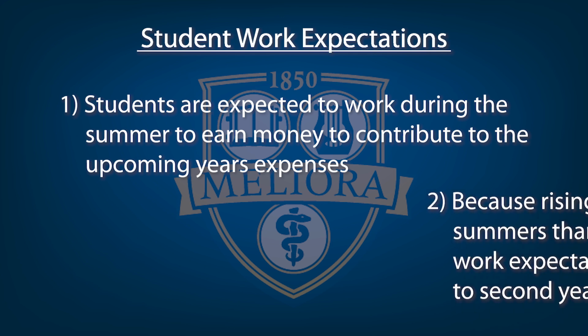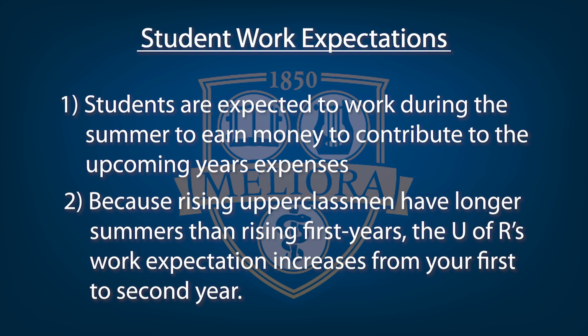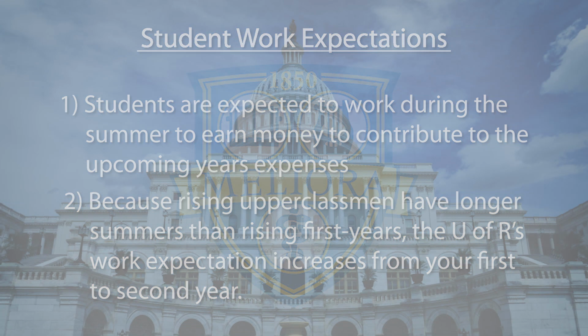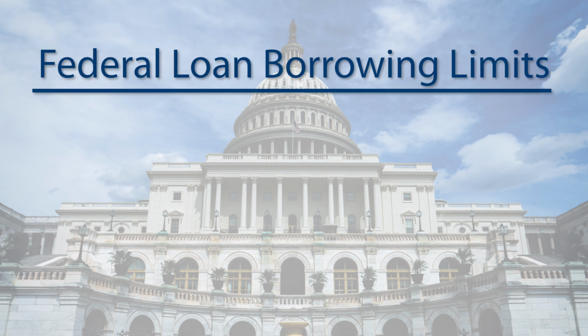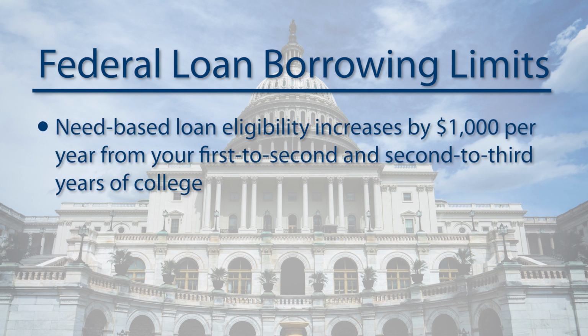This is because college students have longer summer breaks than most high schoolers, and thus have more opportunity to earn during the summer. Students who are eligible for need-based aid are offered federal subsidized loans as part of their package, along with scholarships, grants, and other sources of funding. The federal policy has students' eligibility for subsidized loans increase after each of their first 2 years of college. Students are eligible for an additional $1,000 per year from their first year to sophomore year, with another $1,000 increase from sophomore to junior year.